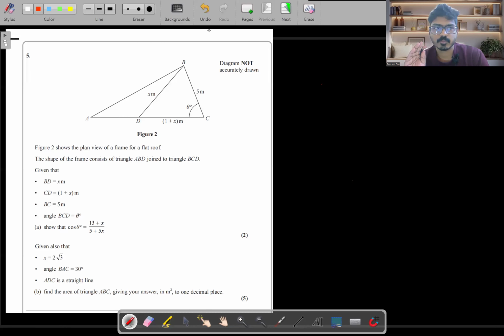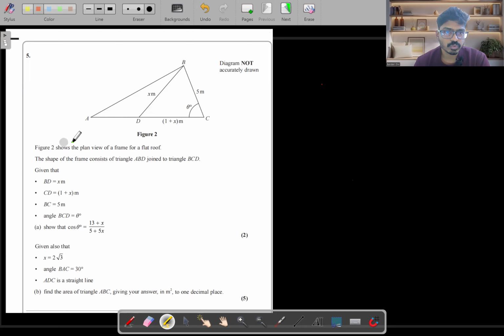Hello everyone. So we are going to solve question number 5 of October 2023 Pearson Edexcel. Let's first read and understand the question, and then we can solve it a little more simply. Okay, so first let us read the question.